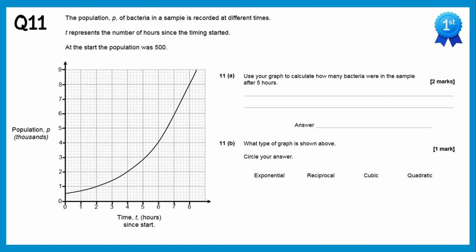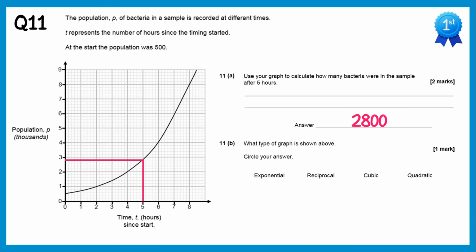For this question, we need to use the graph to calculate how many bacteria were in the sample after 5 hours. To do this, go to 5 hours on the x-axis and draw up until you hit the graph. Once you hit the graph, draw horizontally until you hit the other axis. We then need to read off this value. Now it's between 2 and 3, but the axis says they're in thousands, so it's actually between 2,000 and 3,000. Each big square represents 1,000, and it's split into 5 smaller squares, so the smaller squares are 200. So this is actually 2,800.